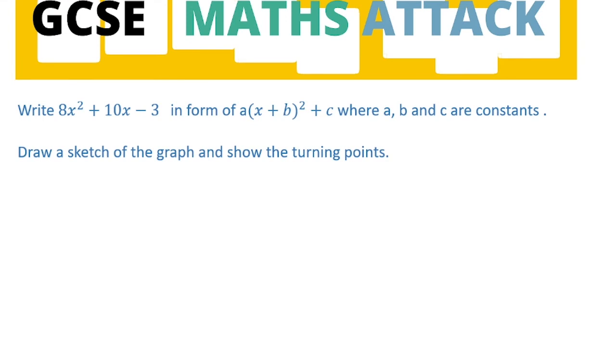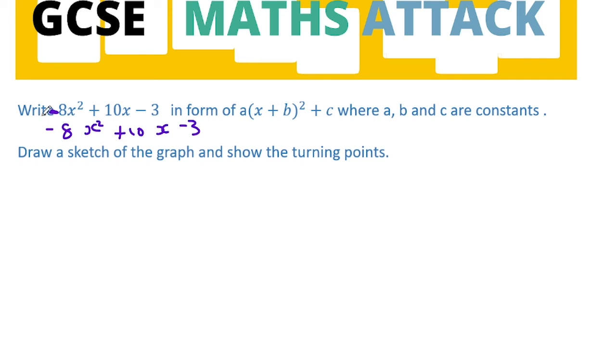So guys, here's another question over here. Write down 8x squared plus 10x minus 3 in the form a(x plus b) squared plus c, where a, b, c are constants. Draw the sketch of the graph and show your turning points. I'm just going to spice things up because all the numbers that we've had so far are positive, so I'm going to stick a negative over here. I want you to complete the square for minus 8x squared plus 10x minus 3. Let's see if you can do this one. Pause the video and have a go at this question.